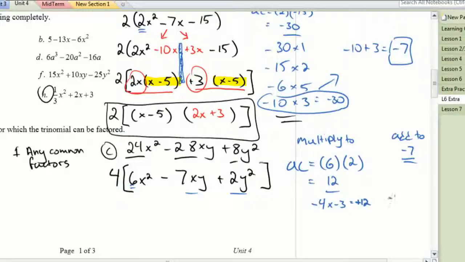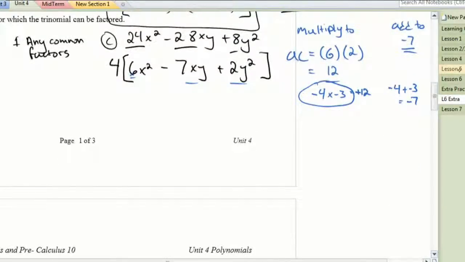And -4 plus -3 gives me -7. So -4 and -3 are going to be my factors. So I'm going to drop everything down: 6x squared. I'm going to break my middle term up into two terms, and then I'm going to add on this 2y squared on the end.